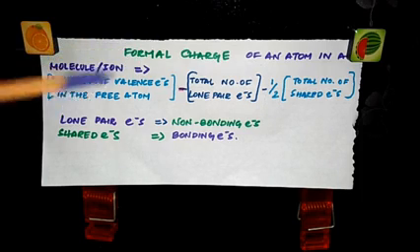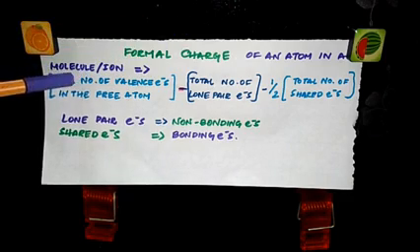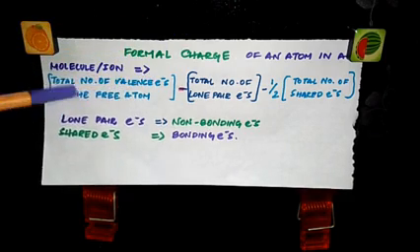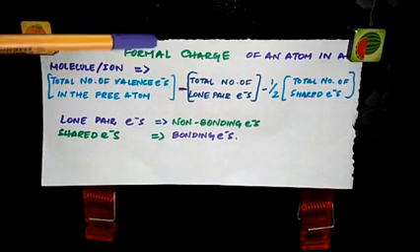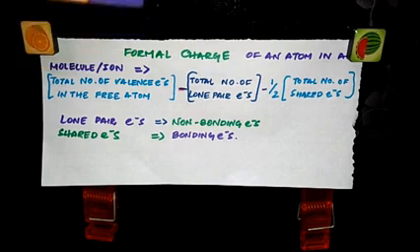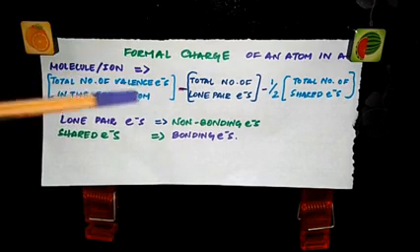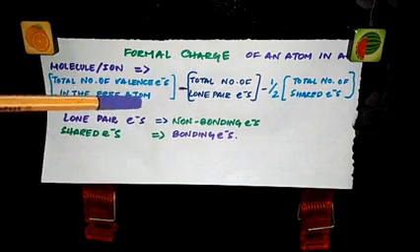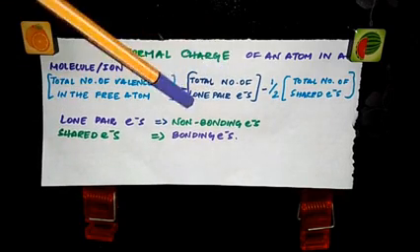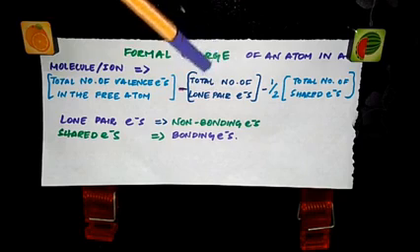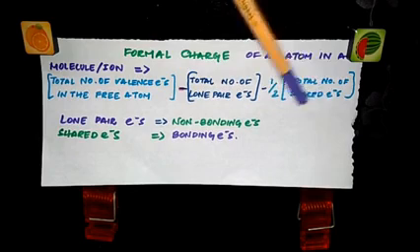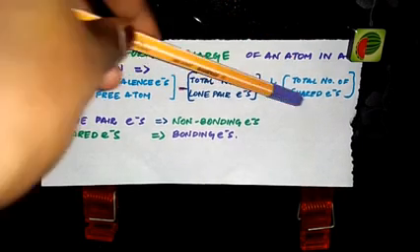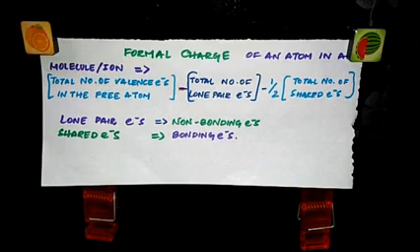The formal charge of an atom in a molecule or ion is equal to the total number of valence electrons in the free atom. Remember, we are talking about the formal charge of an atom. So you have to take the total number of valence electrons of that selected atom, minus the total number of lone pair electrons, which means the non-bonding electrons, minus half the total number of shared electrons, which means bonding electrons. So this is the formula to calculate the formal charge of an atom.